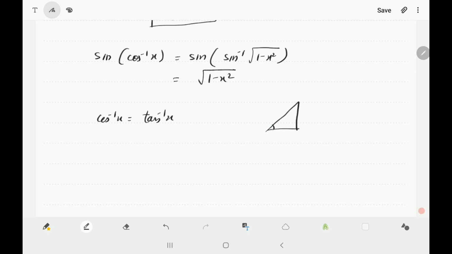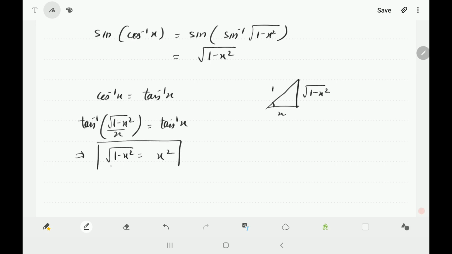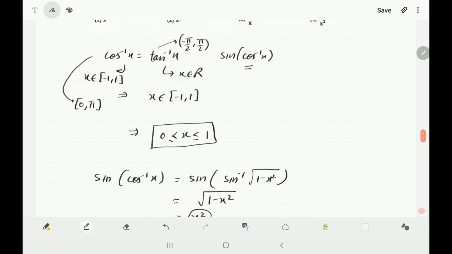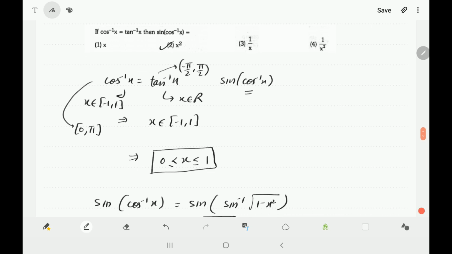So let's try to convert cos inverse into tan inverse. Once you convert, you will have x as this and 1 as hypotenuse. So this term will be under root 1 minus x square. So we can write tan inverse of under root of 1 minus x square by x will be equal to tan inverse of x. Now we can eliminate tan inverse from both the sides. So we have under root of 1 minus x square as x square. So this value will give us the output as x square. So the answer for this problem will be option B. I hope it is clear.